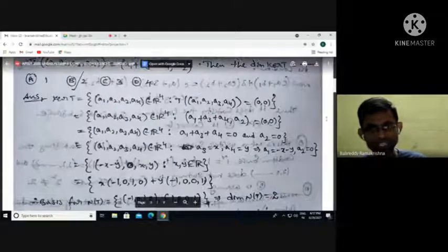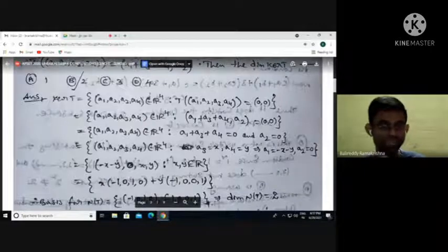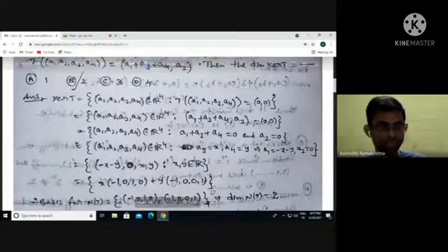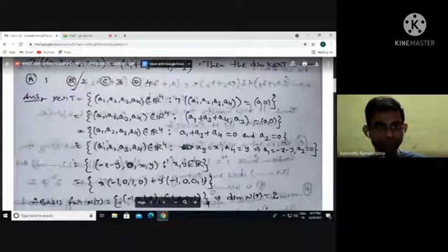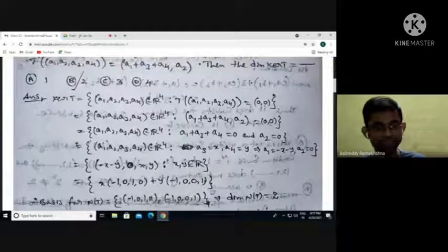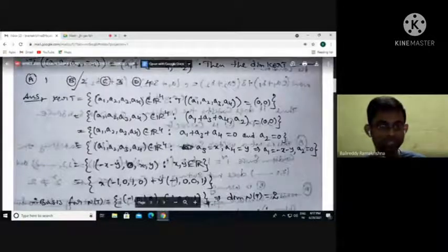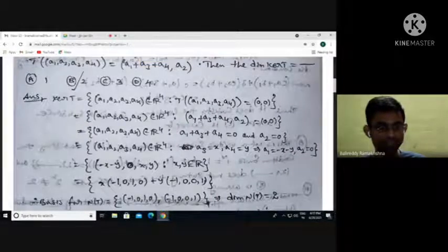So the 0 element in R square is nothing but the ordered pair 0, comma 0. That is the 0 element. So that is equal to the set of all a1, a2, a3, a4 belonging to R power 4 such that T, which is defined as the ordered pair a1 plus a3 plus a4, comma a2, is equal to the 0 element.